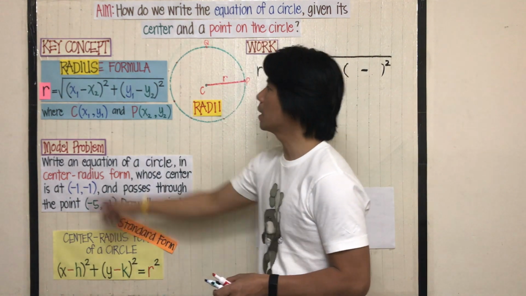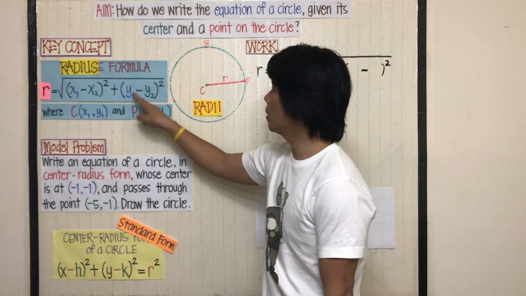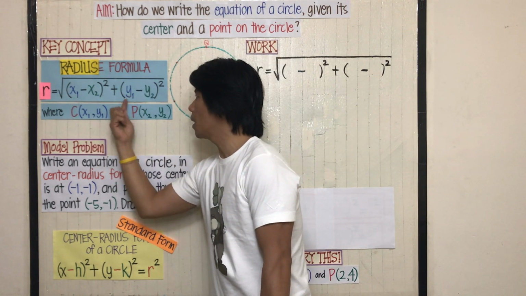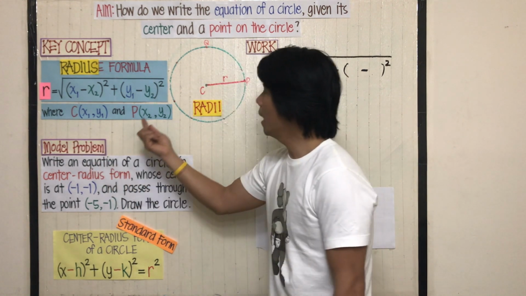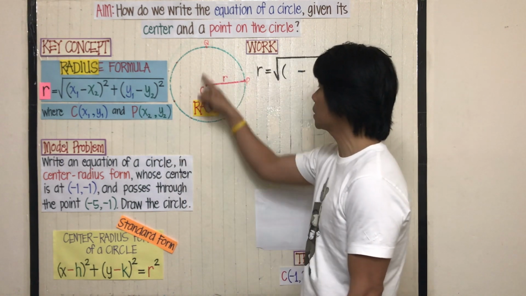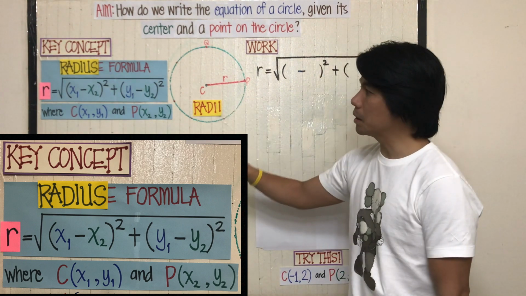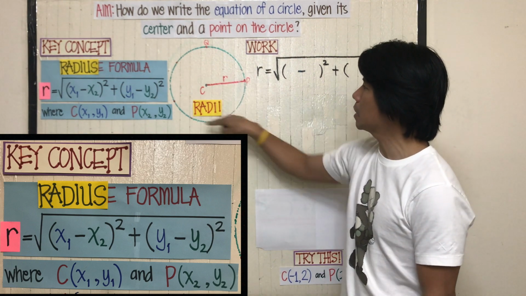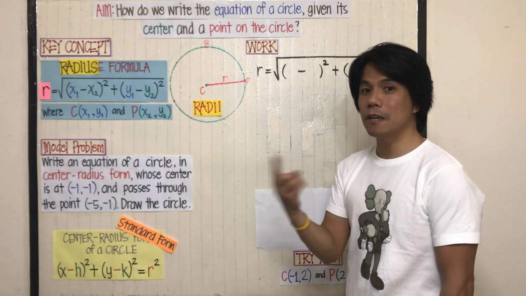What is a radius formula? R equals the square root of the square of x sub 1 minus x sub 2 plus the square of y sub 1 minus y sub 2, where the coordinates x sub 1 and y sub 1 are the coordinates of the center, C, and x sub 2 comma y sub 2 are coordinates of the point on the circle, just like what we did in the previous videos. So remember, the radius is the distance from the center to any point on the circle. So in this case, it's point P, right? Check out the first video, please.